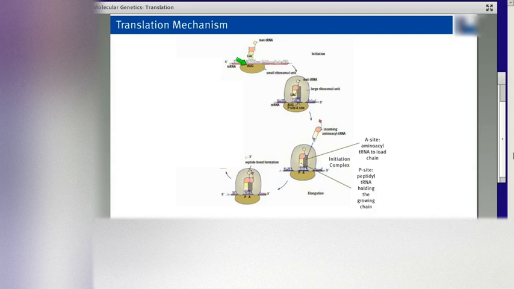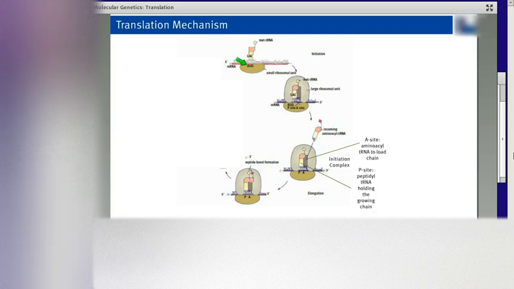All right, so once we have that bond formed, the initiator tRNA is going to be let go from the P site. Now what happens to the ribosome? It's going to move forward, right? The ribosome's still there because we got more work to do, but it's going to move down one, okay?